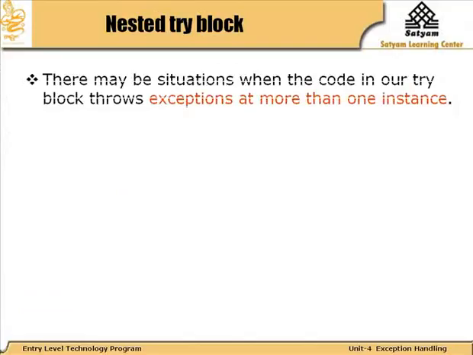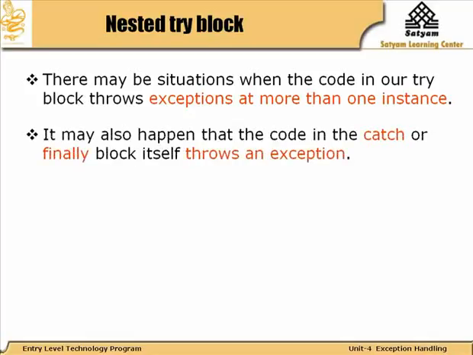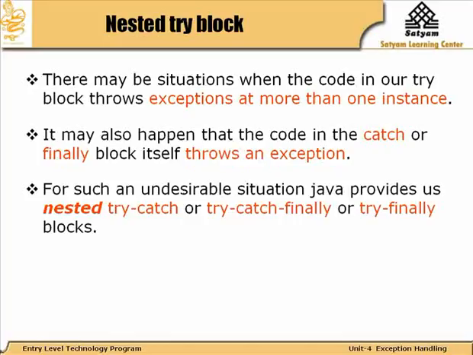Nested try block. There may be situations when the code in your try block throws exceptions at more than one instance. It may also happen that the code in the catch or finally block itself throws an exception. For such an undesirable situation, Java provides us nested try-catch, nested try-catch-finally, or nested finally blocks. To understand this better, you may refer to example 4.6 in the Java Virtual Guru.